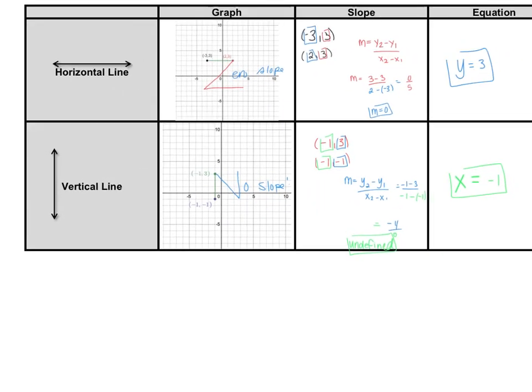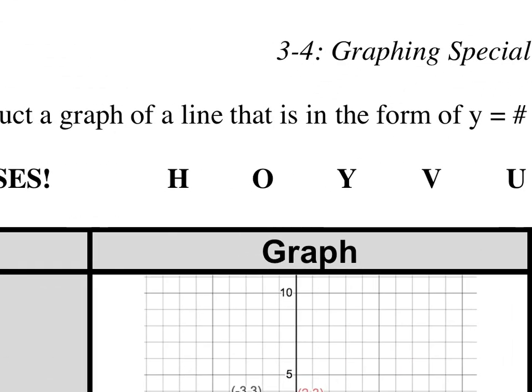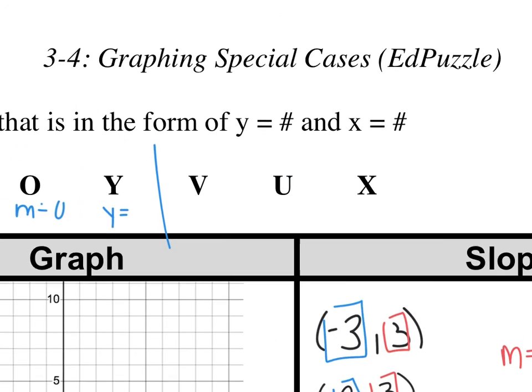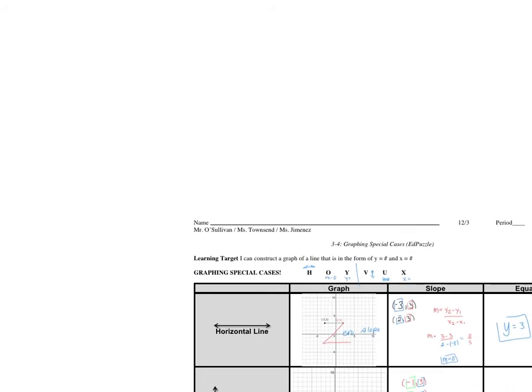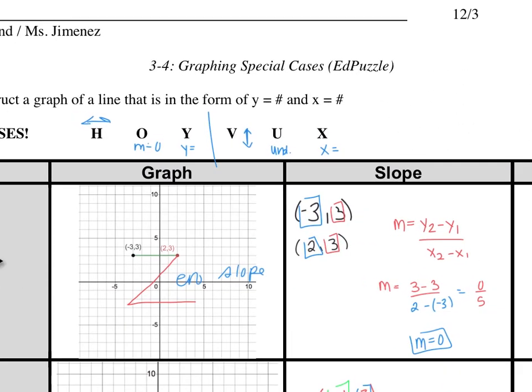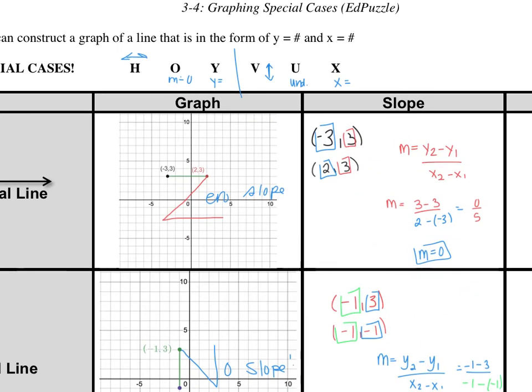And that's HOYVUX. HOYVUX works as: horizontal has 0 slope, and it's always written as y equals. Vertical goes up, down. You're going to have an undefined slope, and it's going to be written as x equals. So if your x values are the same, it's x equals. If your y values are the same, it's y equals. Let's go over how to graph these on the next page.